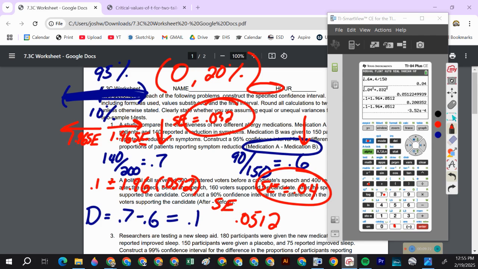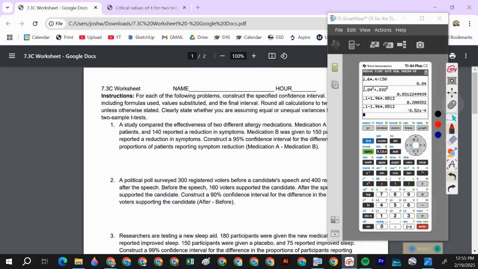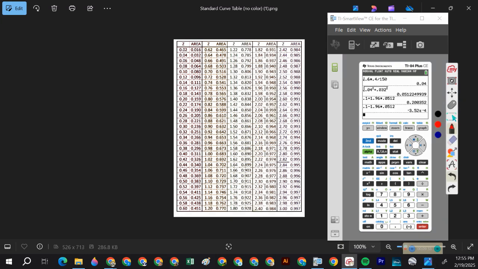Okay, what if on the next one it says a 90% confidence interval? How is that going to change that calculation? So we're going to go to our z-score table. We're going to go to 90%, which is 1.64.